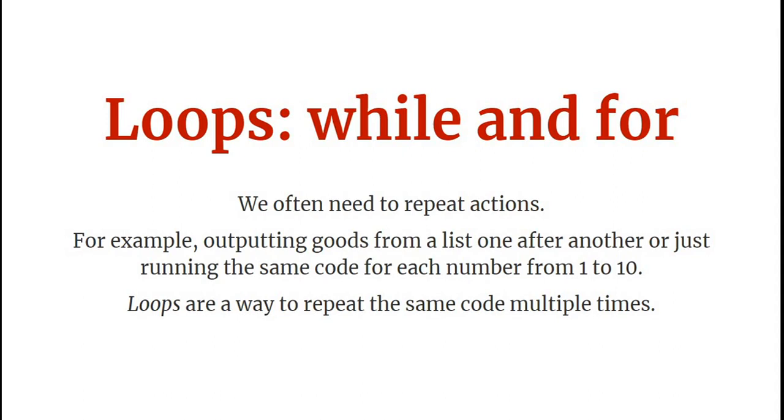For example, outputting goods from a list one after another, or just running the same code for each number from 1 to 10. Loops are a way to repeat the same code multiple times. Now this helps us in many ways. If you write one particular block of code, it can run 100 times, 200 times, maybe if you want, even 1000 times.